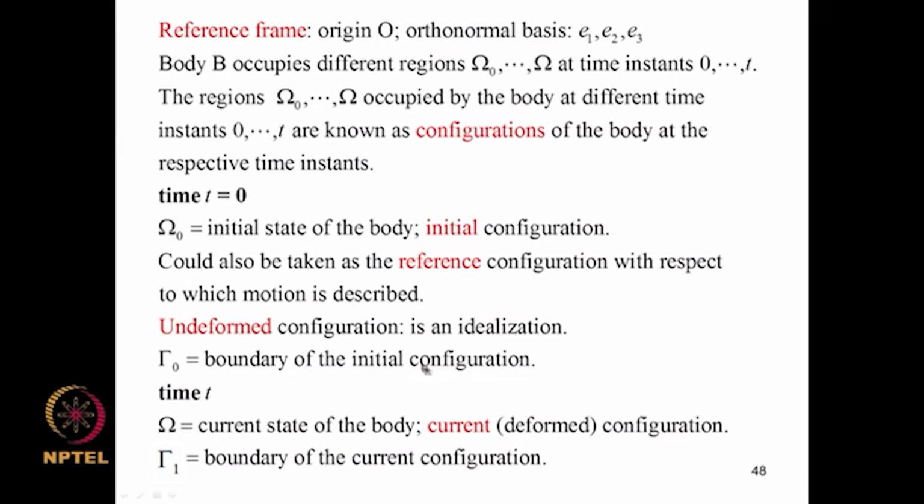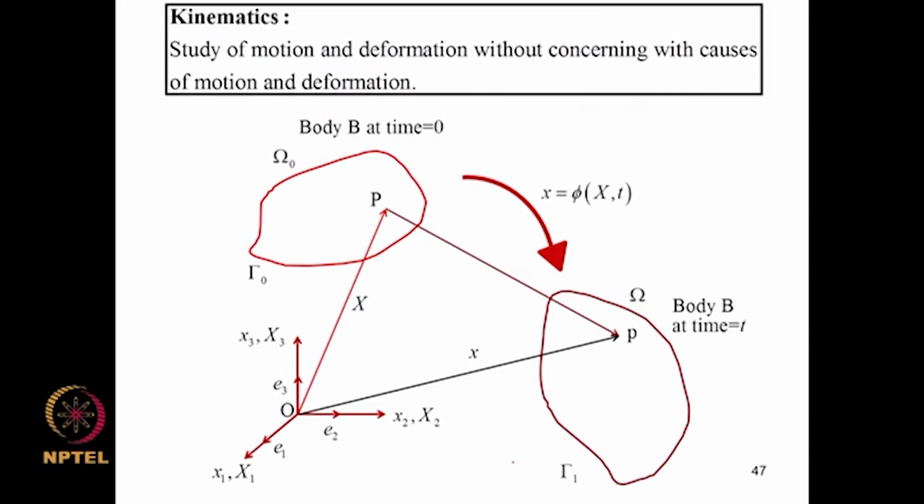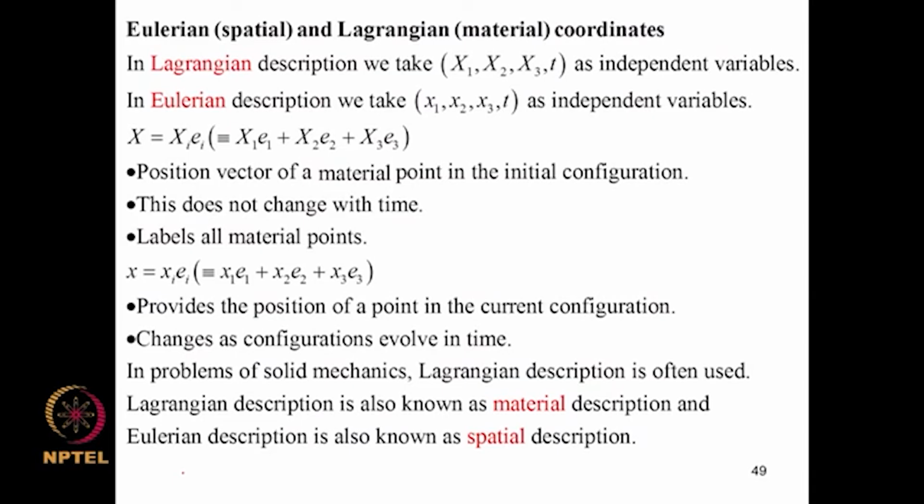Now, gamma naught is the boundary of the initial configuration. At time t, this is the current state of the body, the current deformed configuration. Gamma is the boundary of the current configuration. There are two coordinate systems that we can think of using to describe the problem. One is known as Eulerian, the other one is Lagrangian.